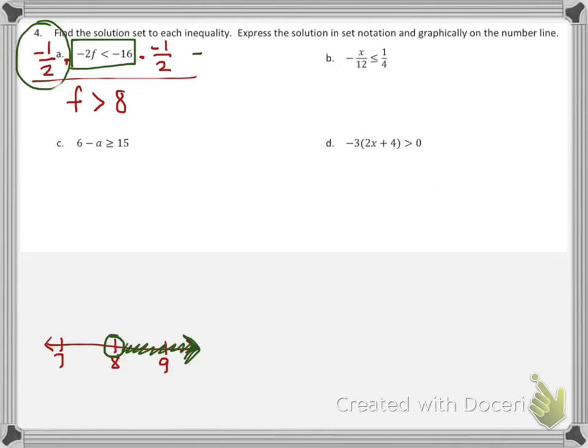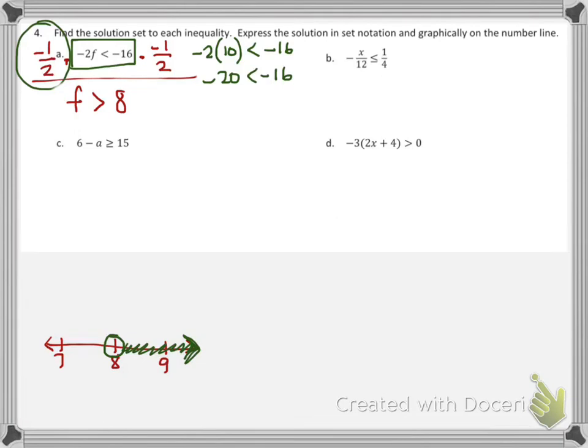So let's just try it out. I get negative 2 times 10 is less than negative 16. Well, negative 2 times 10 is a negative 20. And that indeed is less than negative 16. So I found the solution set. And the key is, if I divide by a negative, or I multiply by a negative reciprocal, I have to change the symbol if it's an inequality.